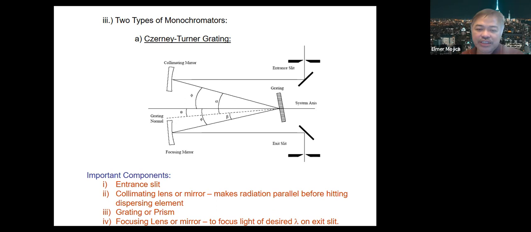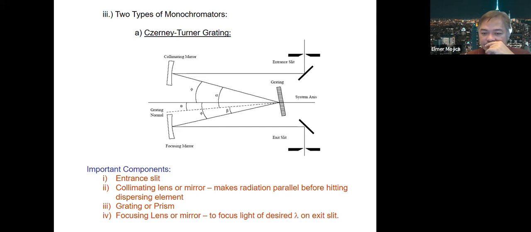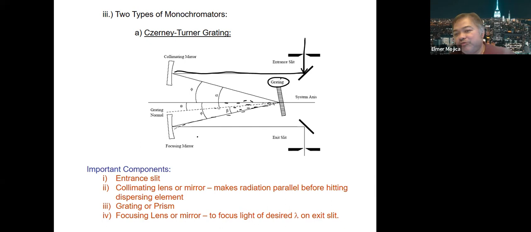If you look at the light that you have here, the light will pass through here, and then there's a mirror to direct it. At a certain angle, it will hit the grating and be deflected. You have an entrance slit, and then the collimating lens or mirror makes the radiation parallel before hitting the dispersing element. Your dispersing element is either a grating or a prism, but here we have a grating as an example. Then it passes to a focusing lens or mirror, which focuses the light of the desired wavelength. Once you get that, it goes out the exit slit. And this one goes to your what? Sample.